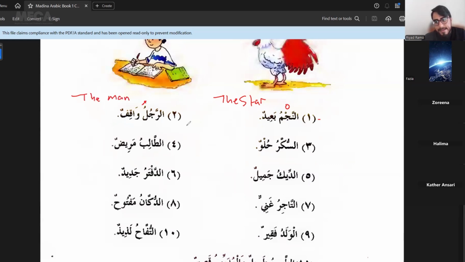Okay, very good. Okay, Fazia, can you do number 3? As-sukaru. Sukaru. She made it. Sukaru. As-sukaru. Mhm.